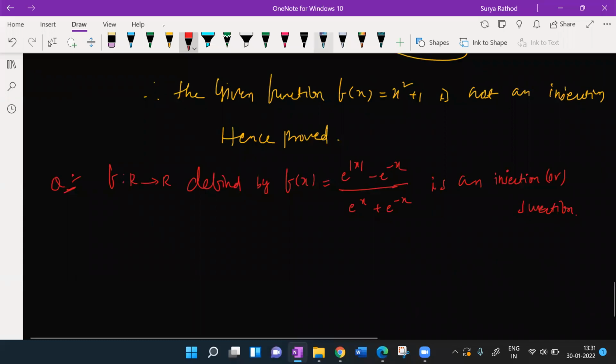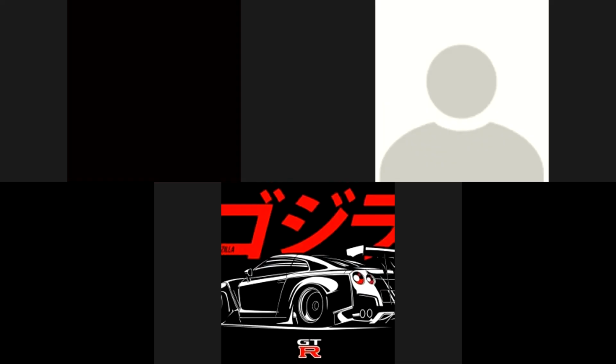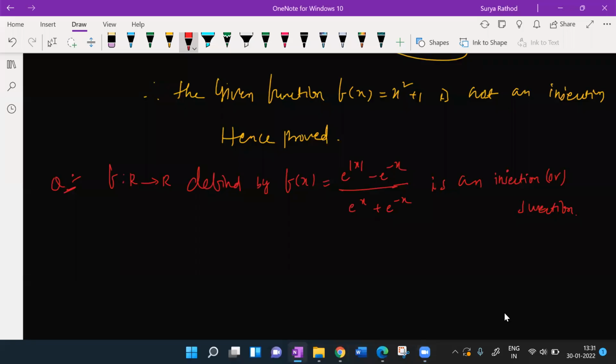Okay, children. How can I prove this? Homework. Take this question as homework. Okay. Next question. f of x is equal to cos square x.